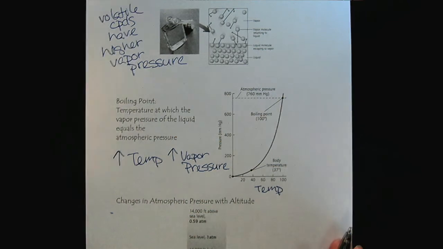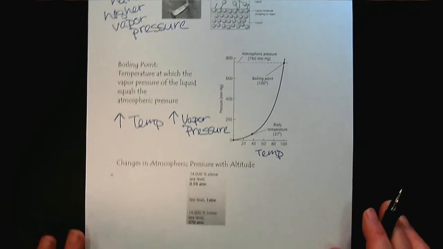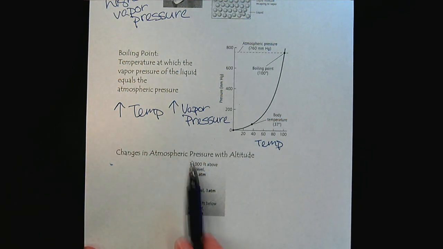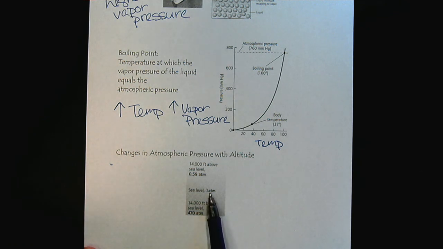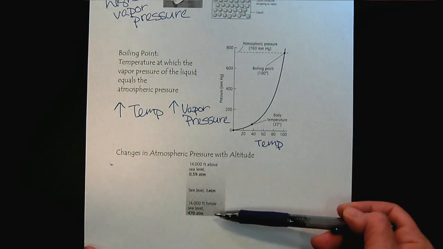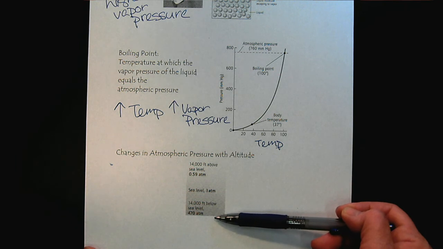And then the last place that pressure shows up in a big way in our course material is that the atmospheric pressure does change with altitude. And so what we consider our normal pressure at sea level drops significantly as we rise above sea level and increases as we go below sea level.